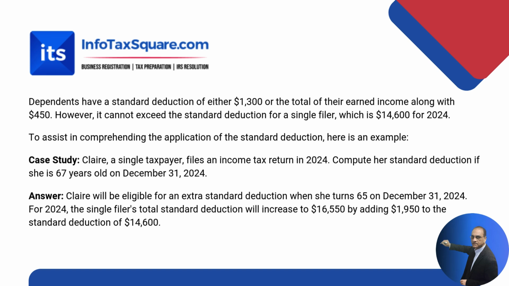Claire, a single taxpayer, files an income tax return in 2024. Compute her standard deduction if she is 67 years old on December 31st, 2024. Explanation: Claire will be eligible for an extra standard deduction when she turns 65 on December 31st, 2024. For 2024, the single filer's total standard deduction will increase to $16,550 by adding $1,950 to the standard deduction of $14,600.